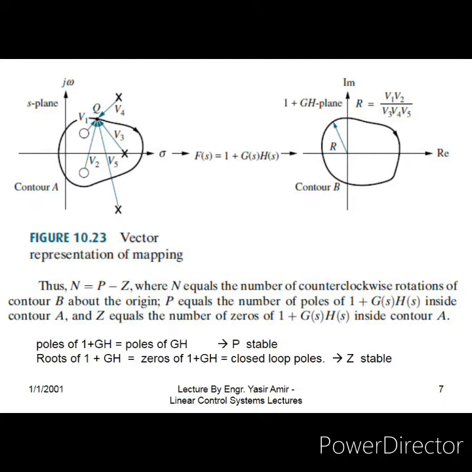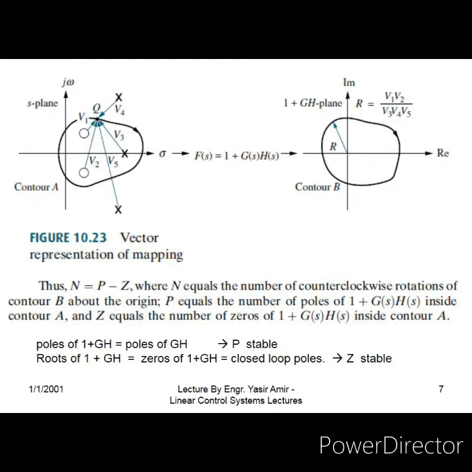Then on the basis of this, without going into detail, skipping some detail, we can make a conclusion that the number of revolutions that the path makes in contour B is always equal to P minus Z. N is the number of revolutions, P is the number of poles of 1 plus GH inside the contour A, and Z is the number of zeros of 1 plus GH inside the contour. So the poles of 1 plus GH make a positive contribution in the rotation, in the angle of the contour B, and the zeros make a negative contribution in it. As I just said, the angles are subtracted.